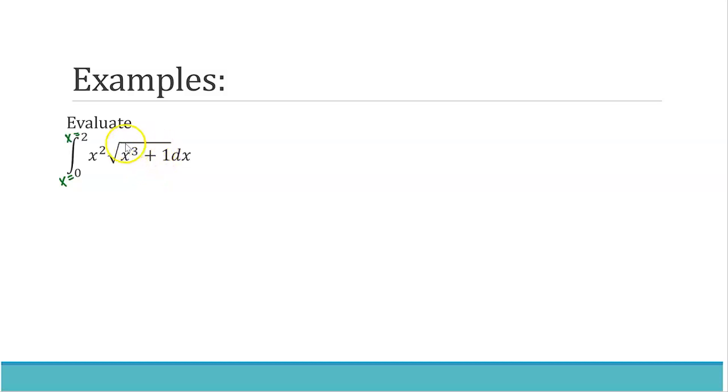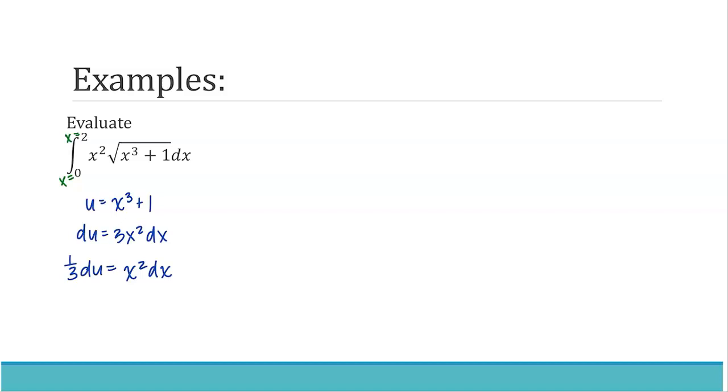The u that we're going to pick is inside the square root. We're going to pick x cubed plus 1 as our u. And then we're going to find the derivative of that with respect to x. So du dx is 3x squared. So du is 3x squared dx. I'm only looking to replace x squared dx. So I'm going to divide both sides by 3 or multiply by a third. So 1/3 du is equal to x squared dx.